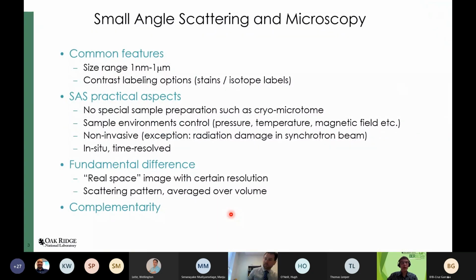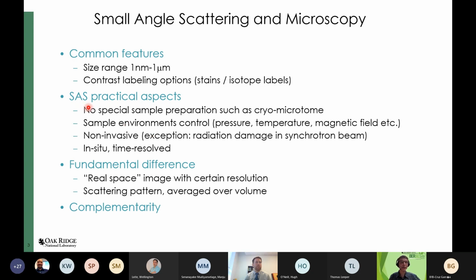So I think all of us understand microscopy. It's pretty straightforward. You look at images that are magnified. Scattering is not like that, but it does operate in a similar range. So if you think of electron microscopy and scattering, both operate in the nanometers to micrometers range. Both have contrast labeling options. So to see anything, you need contrast. If everything looks the same, then even if it's there, you still don't see it. So that's one way to put that probably.